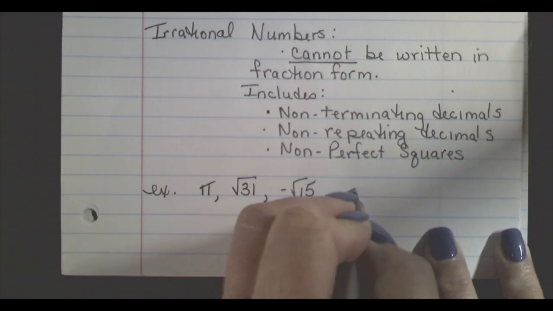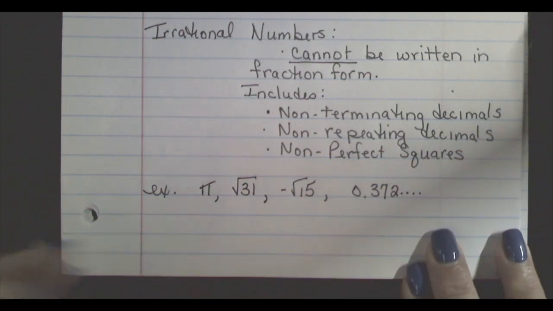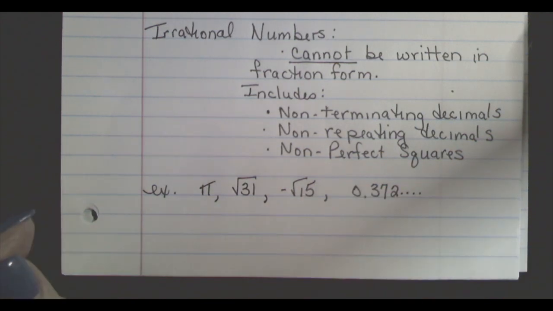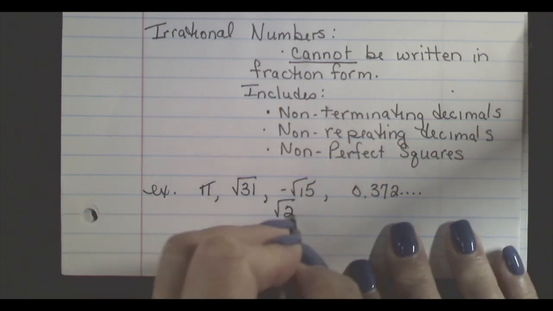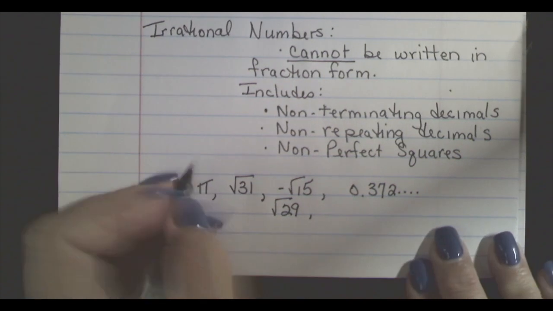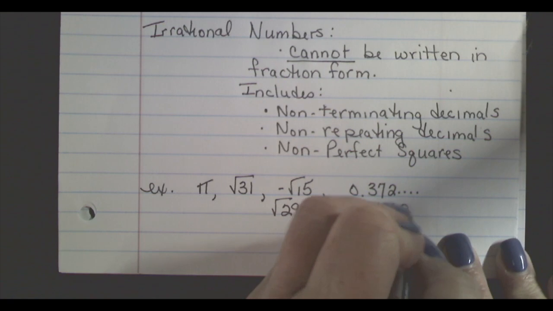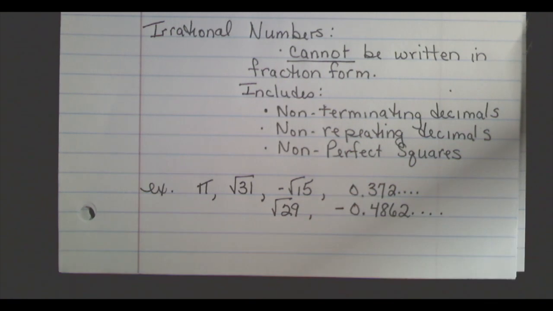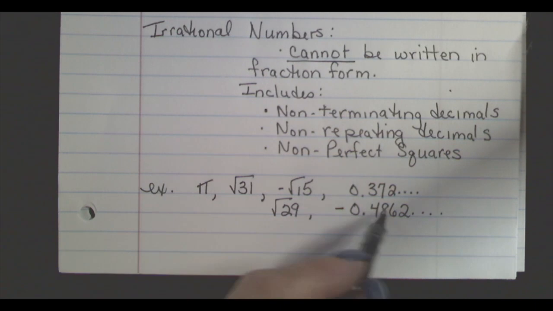Then you're going to see a decimal that looks like this with ... behind it. That means that decimal goes on forever and ever, and it never, ever repeats. We have the square root of 29, which is also a non-perfect square. And then we have another decimal that keeps going on and on forever and ever, but does not repeat. So if you see anything that is not a perfect square or a decimal that goes on forever and ever, then those are considered irrational numbers.